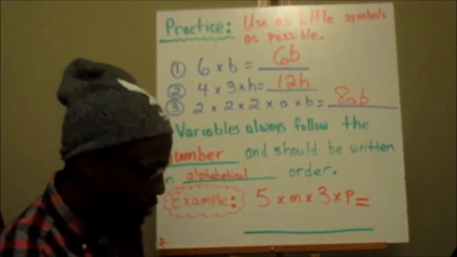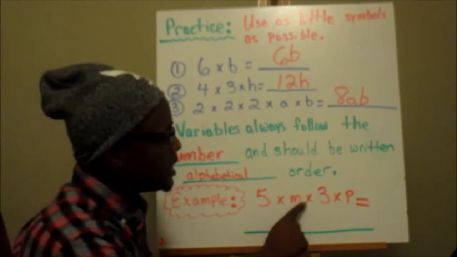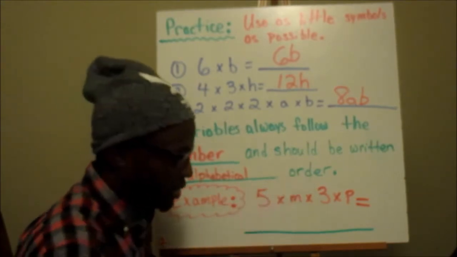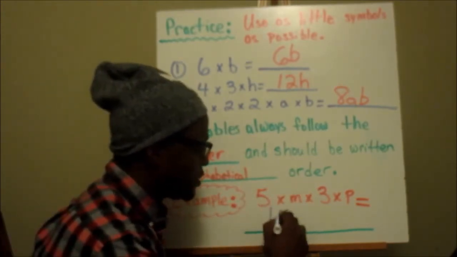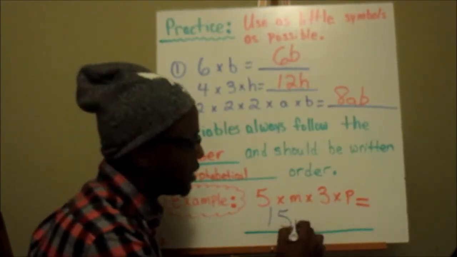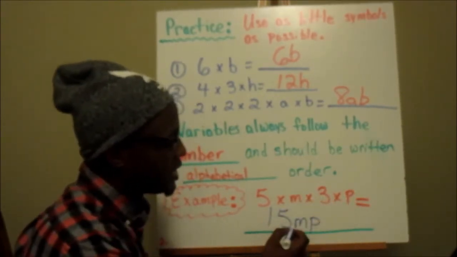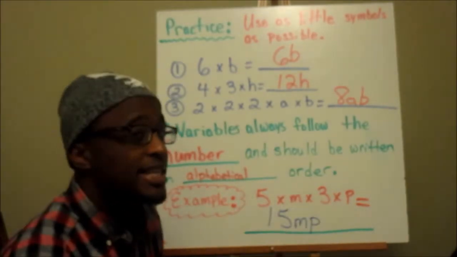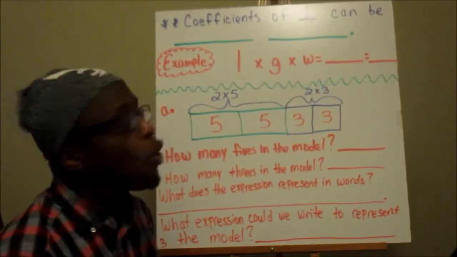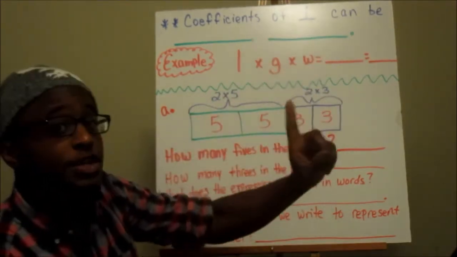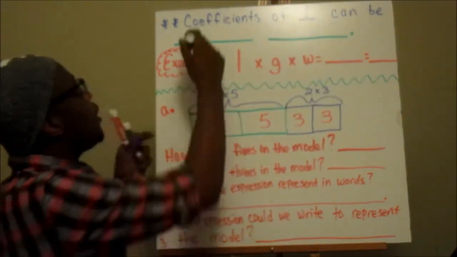So if we look at this example, we have 5 times m times 3 times p. Well, again, I can combine my 5 times 3, and that'll get me 15. And then I will put my mp in that order because m comes before p in the alphabet. So it'll be mp. So 15 times m times p. And notice we don't have to use any symbols, and it still represents the exact same expression. Notation is that coefficients, which are those numbers that come before the variable, of 1, so if the coefficient is 1, these can be dropped off.